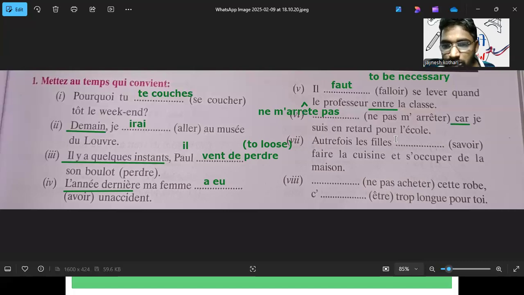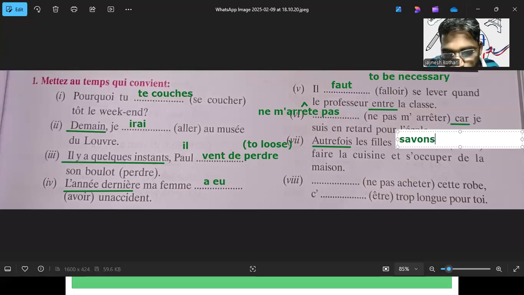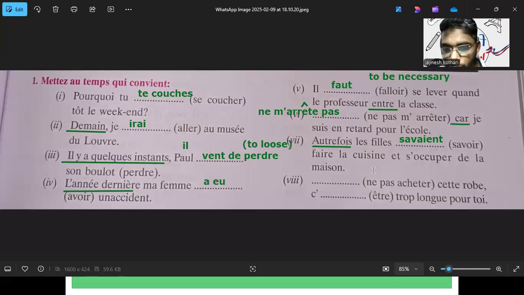Autrefois, in the past, the girls. Guys, I told you just now when I was explaining the indications, autrefois is for which tense? Imparfait, past continuous tense. So first we have to do the present tense of the nous form, then cancel ons and add the endings. Imperfect endings: ait, aient. In the past, the girls knew how to do cooking and to take care of the house. So it's a description in the past. That's why it is imperfect, a past continuous tense.